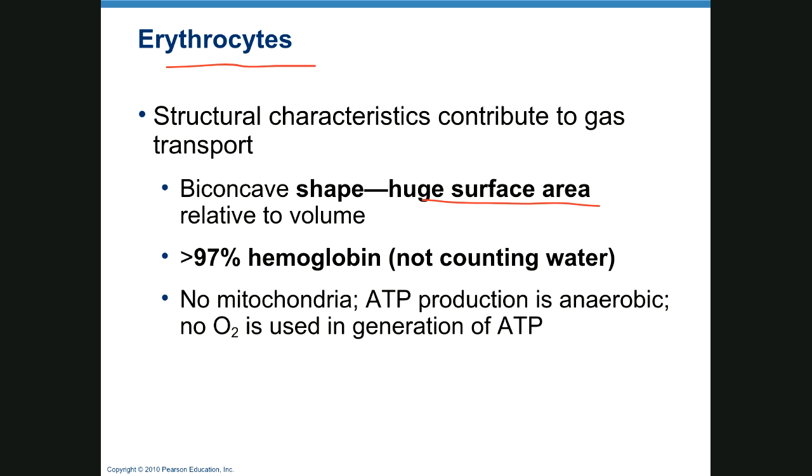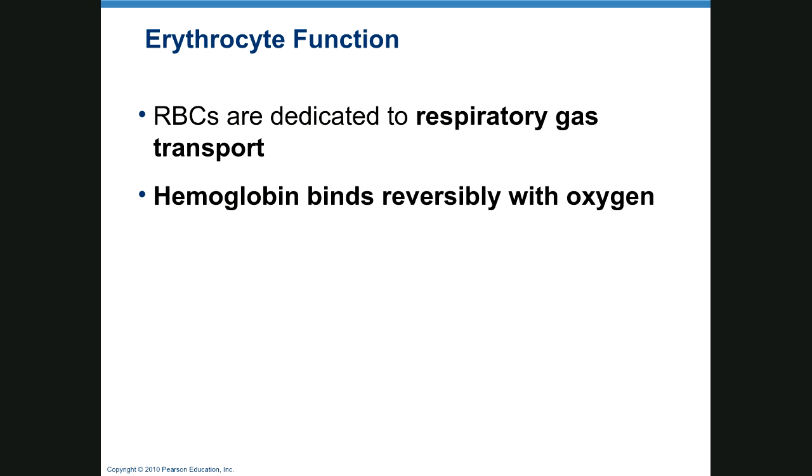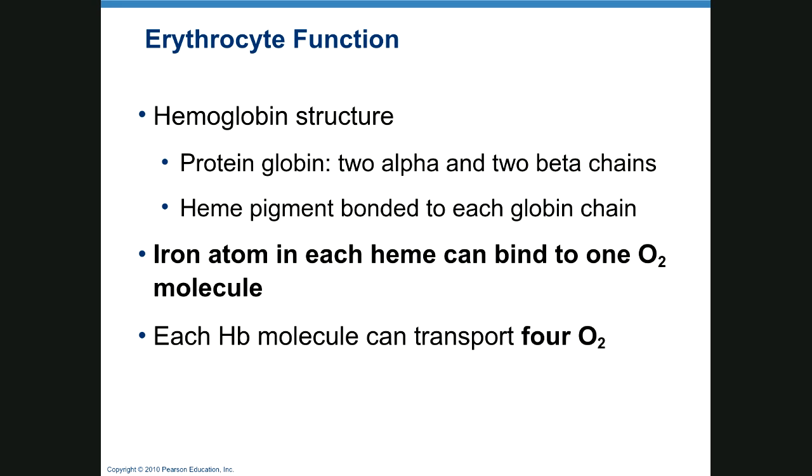It's mostly hemoglobin and water. No mitochondria. They can't burn their own oxygen to make ATP. If they make any ATP, it has to be anaerobic. Erythrocyte function is to transport respiratory gases. Hemoglobin binds reversibly with oxygen, and its structure is made up of a protein, globin.